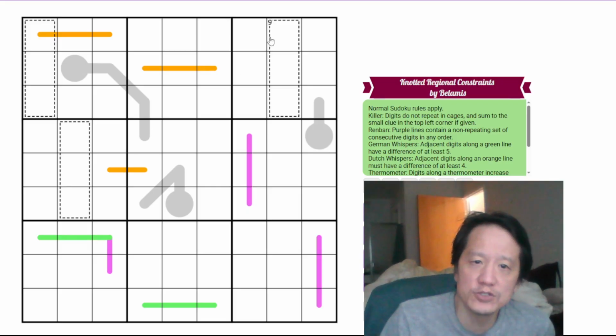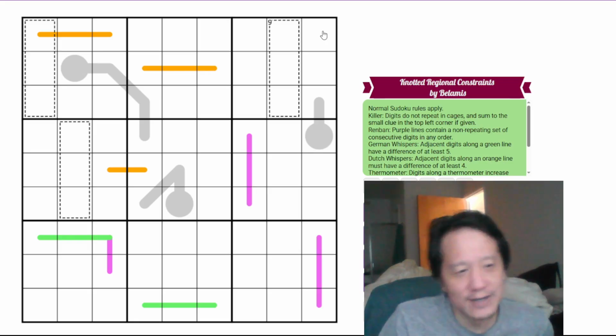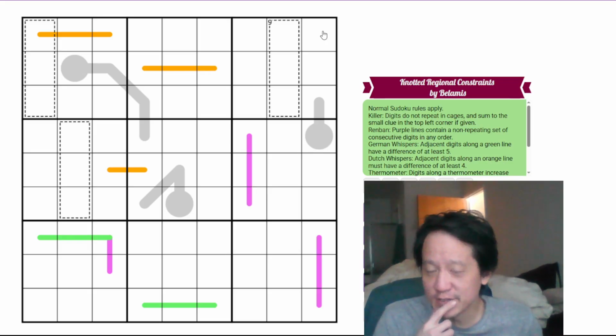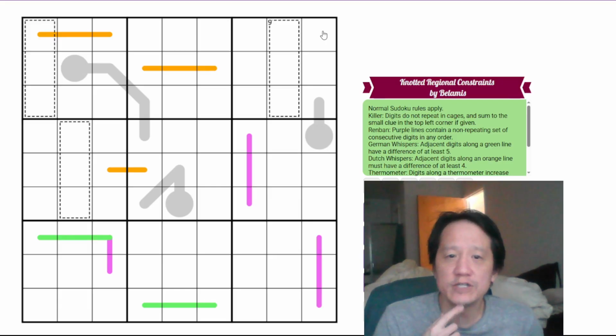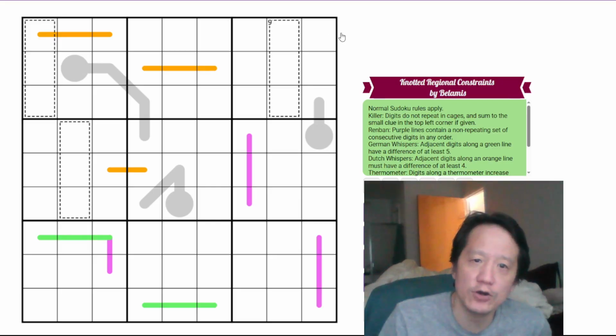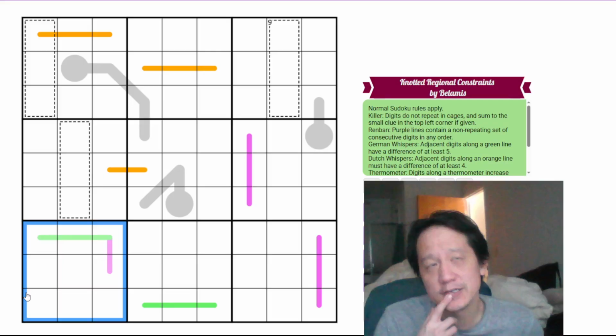Normal Sudoku rules apply, which means place one digit in every single cell from the digits 1 through 9 such that there are no repeats in any row, column, or designated 9-cell region. Yeah, I like that. That's not too bad.